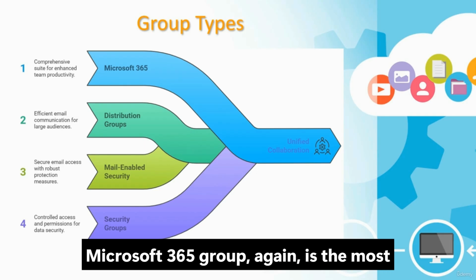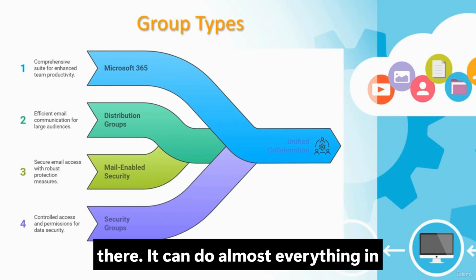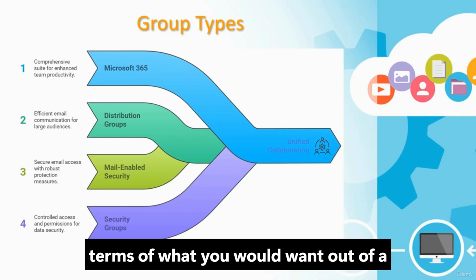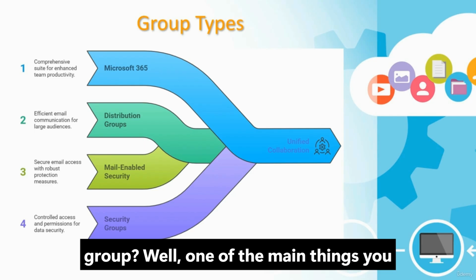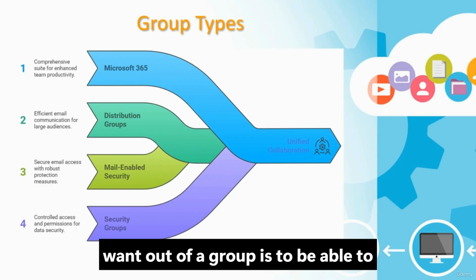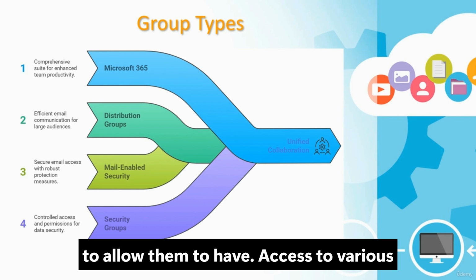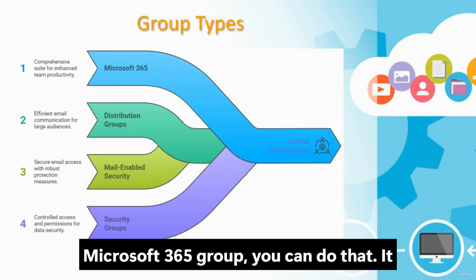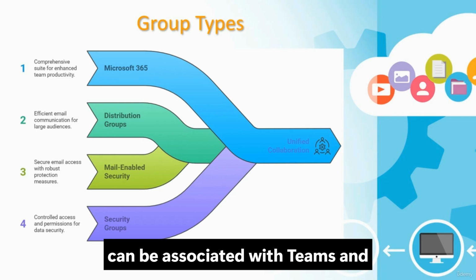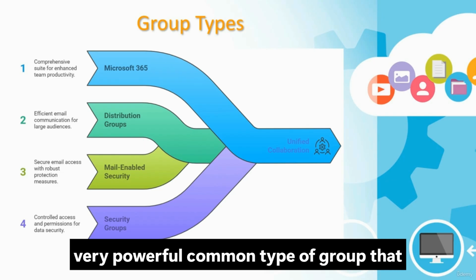The Microsoft 365 group, again, is the most common type of group that we use out there. It can do almost everything in terms of what you would want out of a group. And what do you want out of a group? Well, one of the main things you want is to be able to group objects together and then allow them to have access to various types of resources. And of course, with a Microsoft 365 group, you can do that. It can be associated with Teams and SharePoint and all that. So it's a very powerful, common type of group that everybody uses.